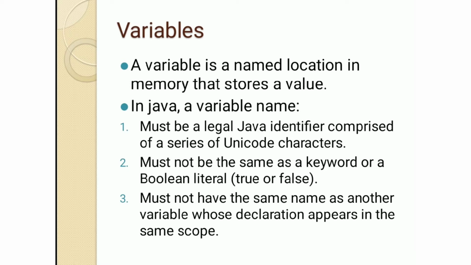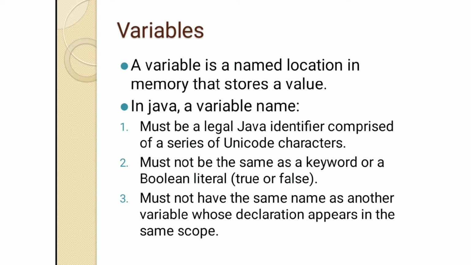In Java, a variable name must be a legal Java identifier comprised of a series of Unicode characters, and Unicode characters I had already explained to you in my previous video. It must not be the same as a keyword or a Boolean literal. Boolean literals indicate values in the form of true or false. A variable name must not have the same name as another variable whose declaration appears in the same scope. It indicates that whenever you are naming a variable, you need to consider all these points.